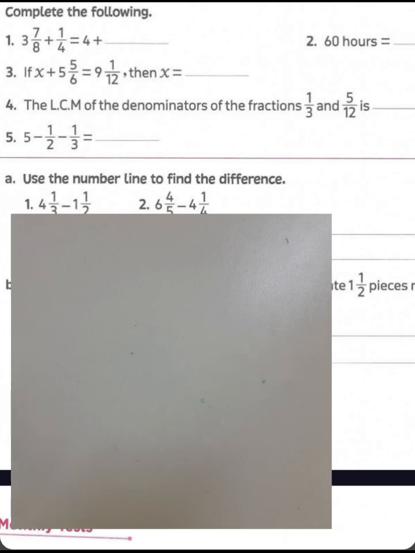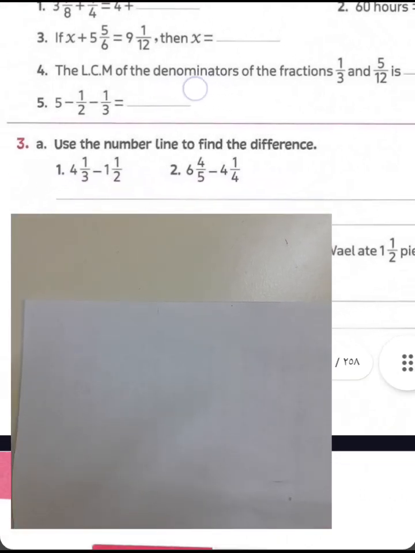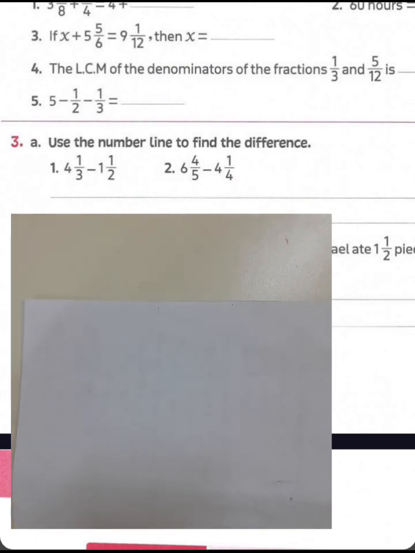Question here. Use the number line to find the difference between 4 and 1/3 and 1 and 1/2.